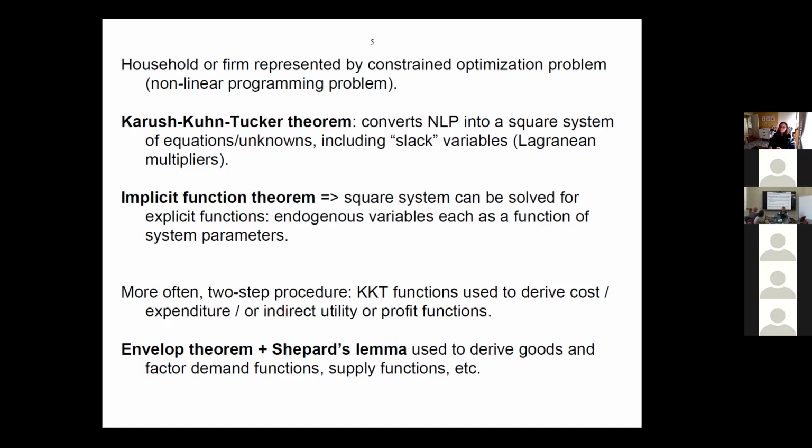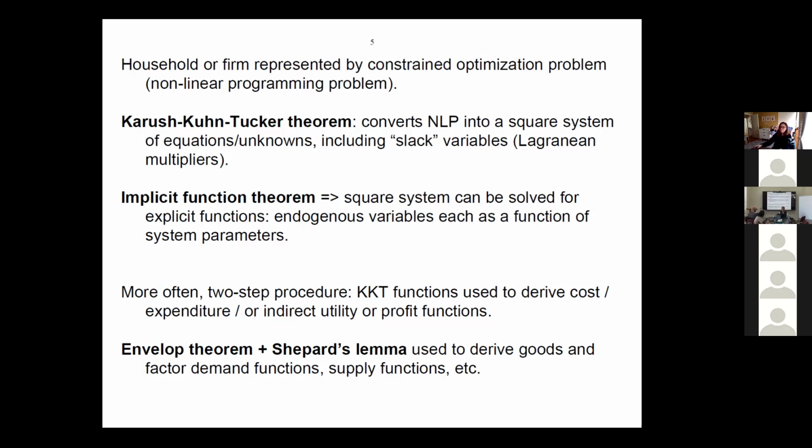So what we do in each case is convert the optimization problem of a household or firm or even government into these inequalities and equations, converted into a square system. And the underlying mathematics of this, especially in GAMS, is very well defined. GAMS solvers are derived directly from the Karush-Kuhn-Tucker theorem, which converts an optimization problem into a system of equations.